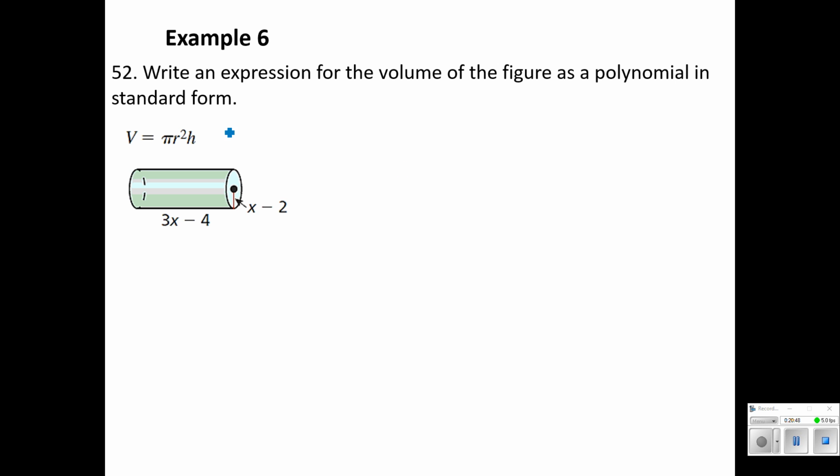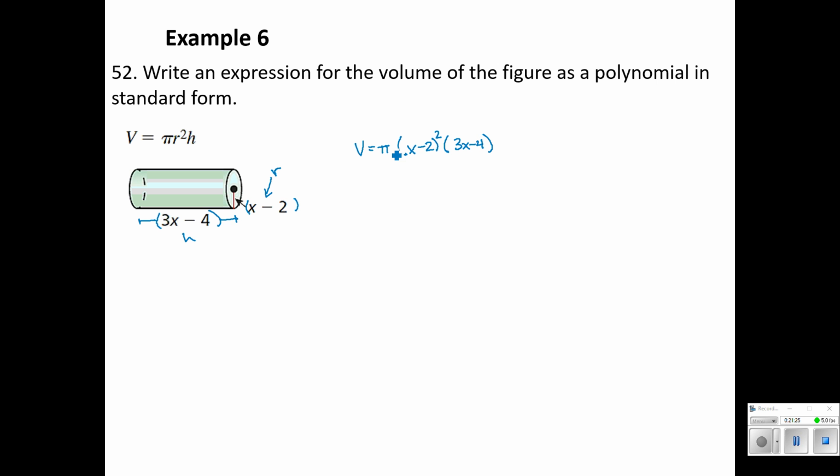And our last example of the day, write an expression for the volume of the figure as a polynomial in standard form. So here they're saying the volume is pi r squared h. Well, r stands for the radius of the base, so this x minus 2 quantity is our radius, and then h is the perpendicular height to the base, so this 3x minus 4 expression is our height. So volume equals pi times our radius, x minus 2 squared, times our height, 3x minus 4.